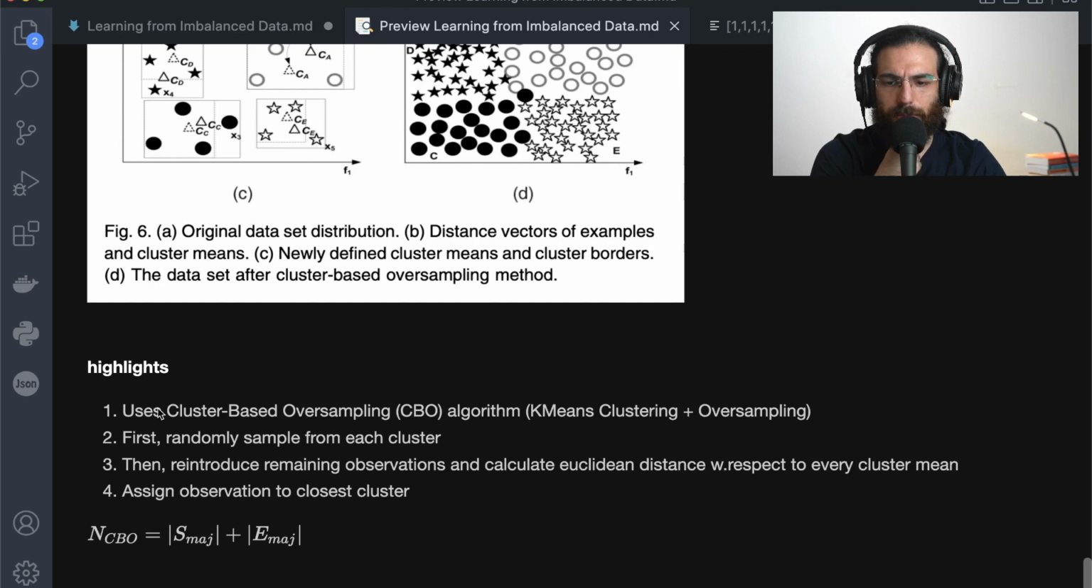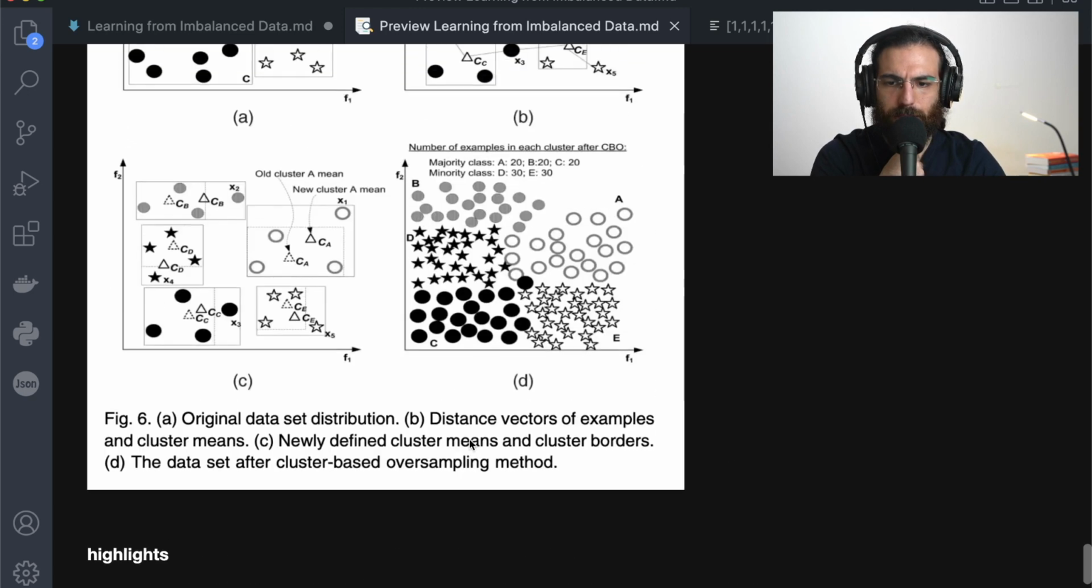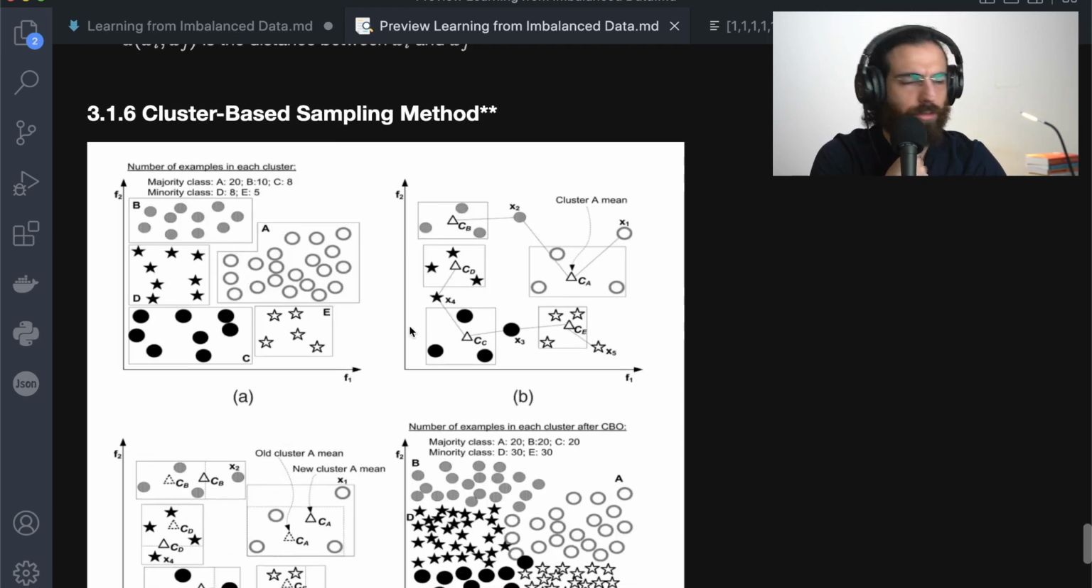So the paper refers to cluster-based oversampling, CBO for short, which combines k-means clustering and the oversampling technique. And here's the step. First, we will randomly sample from each cluster. If the data is labeled, great. If the data is not labeled, there are unsupervised learning techniques for labeling the data. But first, we randomly draw from each cluster. That's what figure B is.